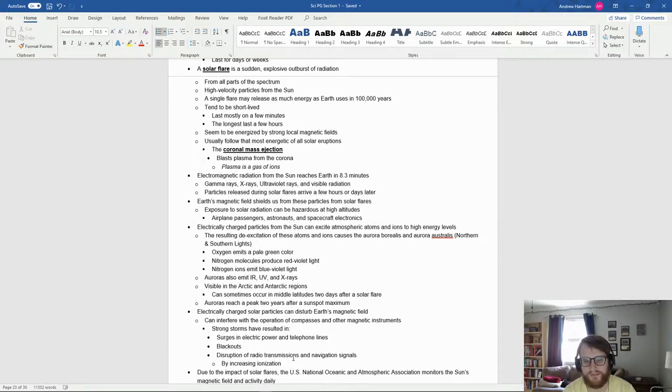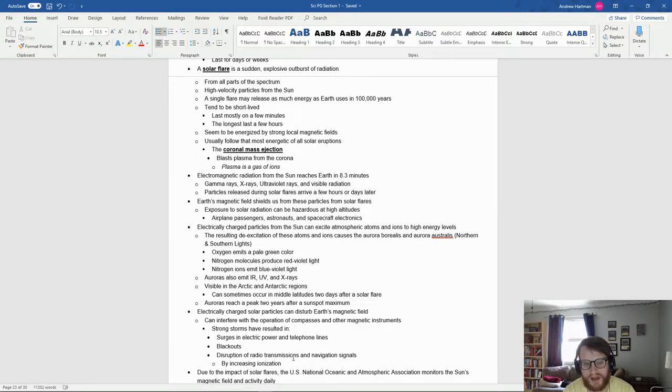But if you're not necessarily within the magnetic field, or all the way within the magnetic field, it can be very hazardous, which means it's hazardous at high altitude. So airplane passengers, astronauts, and spacecraft electronics are all at the whims of solar flares to an extent, not totally, obviously.